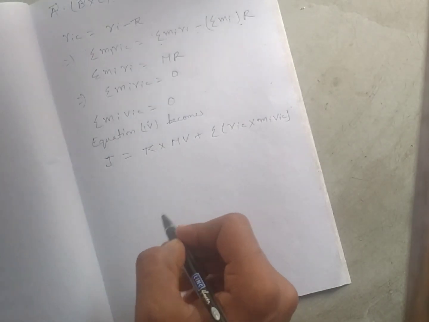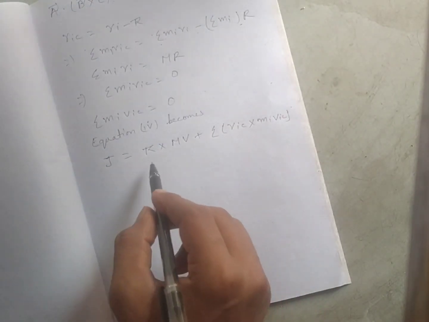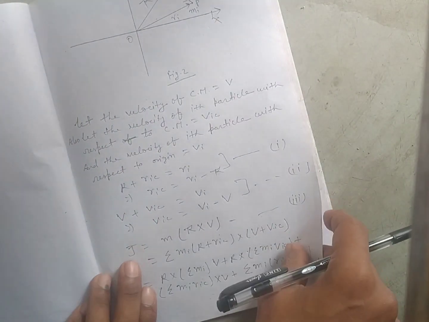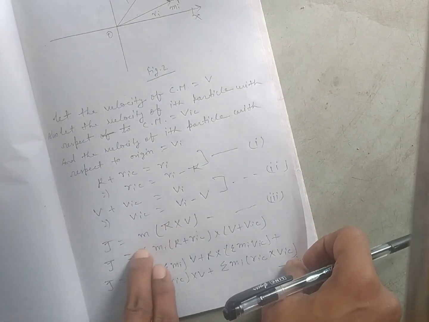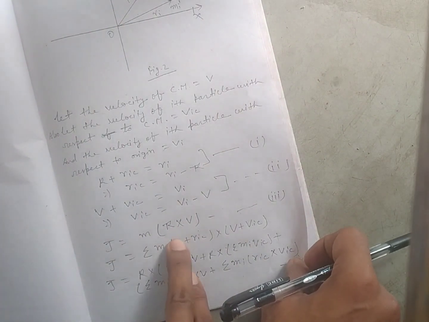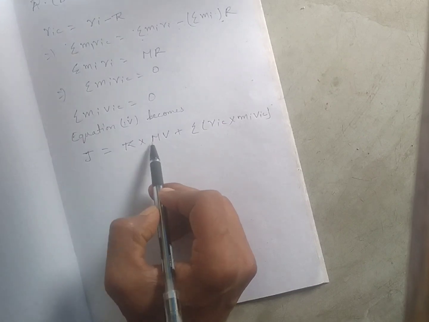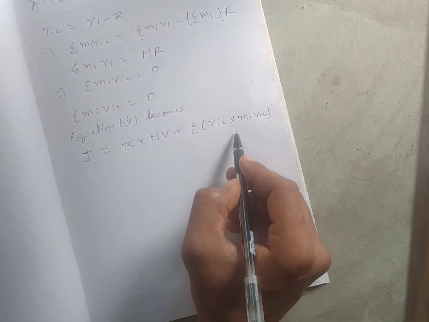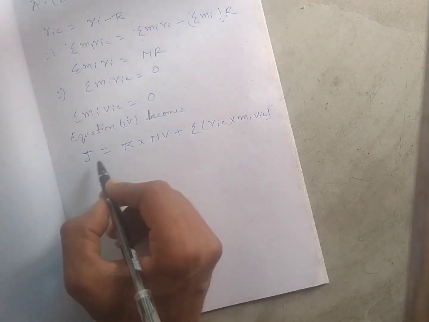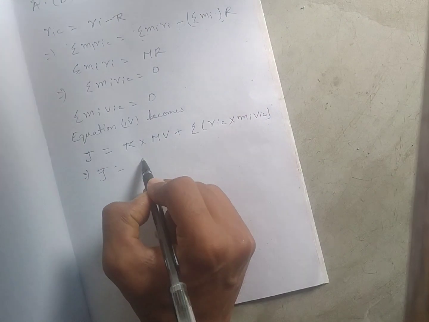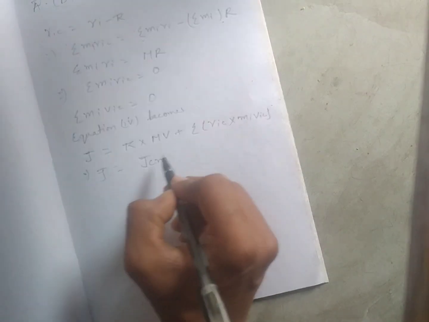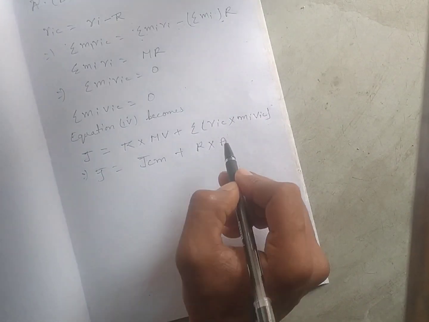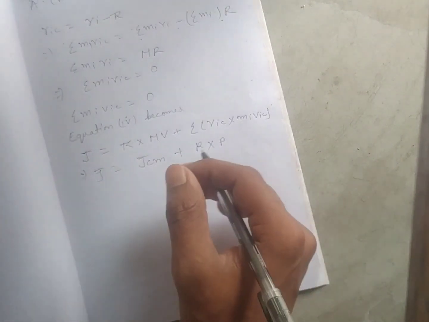Well, now let's investigate these two terms a bit. From this equation, the first term, m times R cross V, gives the angular momentum of the center of mass about the origin, and the second term gives the angular momentum of the system of particles about the center of mass. So this can be written as: the angular momentum of the system equals the angular momentum of the center of mass about the origin plus the angular momentum of the system about the center of mass.